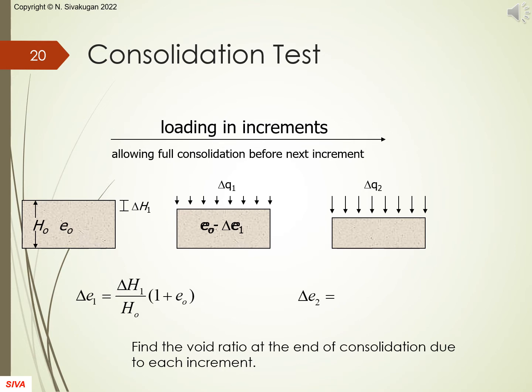In a consolidation test, the applied pressure on the specimen is generally doubled every day, allowing for complete consolidation between the increments. The settlement and hence the void ratio at the end of consolidation are determined for every applied pressure.